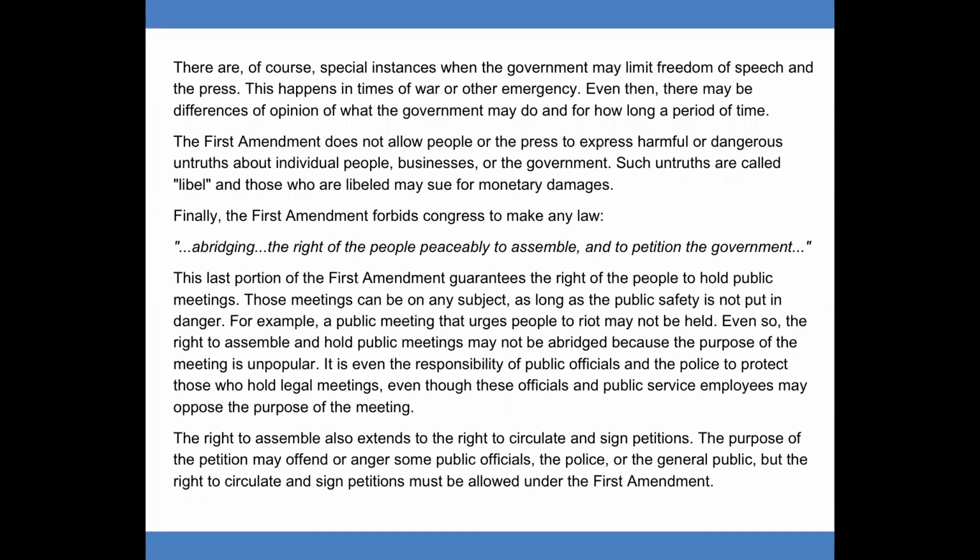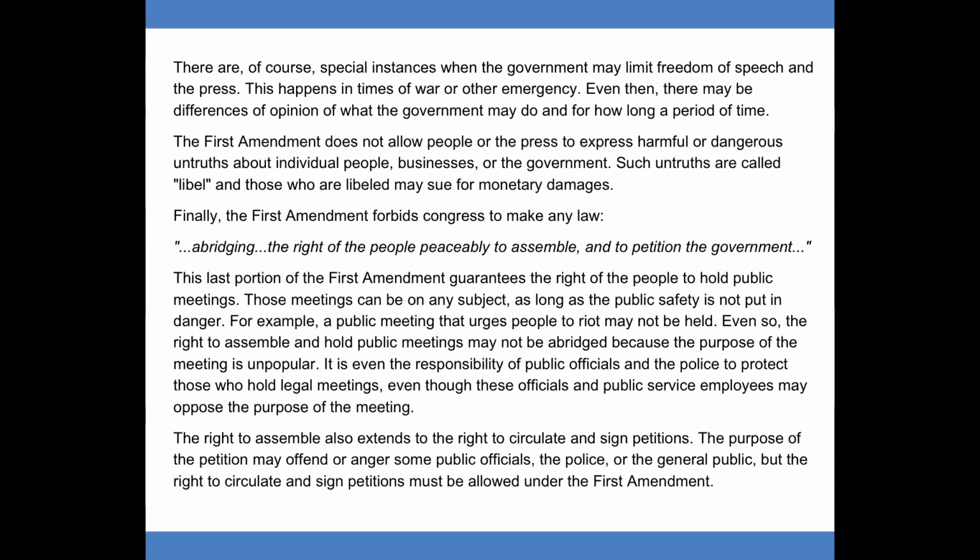Even then, there may be differences of opinion of what the government may do and for how long a period of time. The First Amendment does not allow people or the press to express harmful or dangerous untruths about individual people, businesses, or the government. Such untruths are called libel, and those who are libeled may sue for monetary damages.